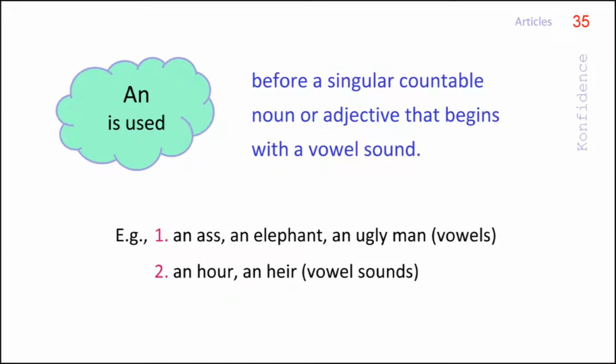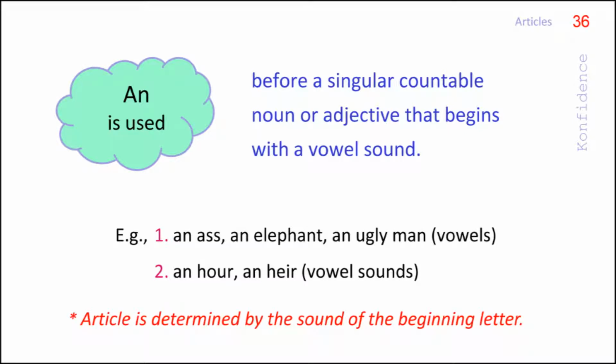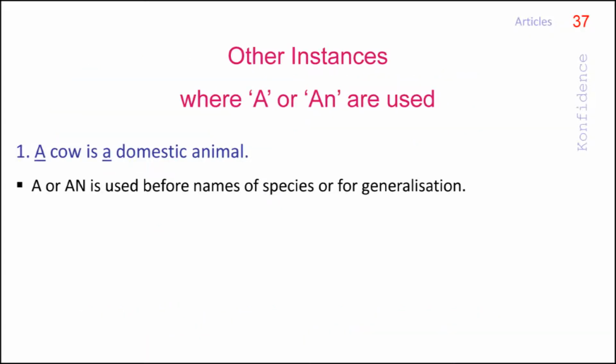In example 2, we can see words starting with a consonant H, but in these words, letter H is silent. In both these words, we get the sound of vowel A. That's why article an is used before them. Words beginning with a silent H take article an before them. So article is determined by the sound of the beginning letter rather than the letter itself. Let us see some of the other instances where we can use a or an.